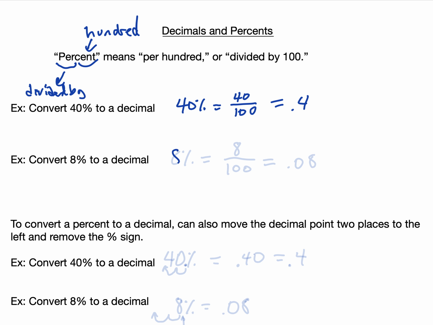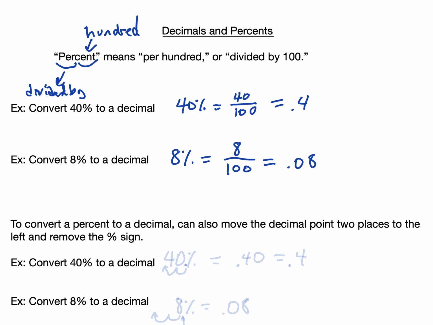Similarly, if we were converting 8% to a decimal, that means 8 divided by 100. And when we divide by 100, we move the decimal place two place values to the left, and we would get 0.08. So 8% as a decimal is 0.08, 40% as a decimal is 0.4.